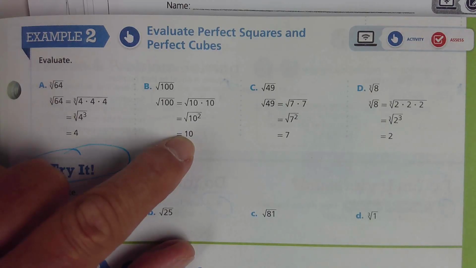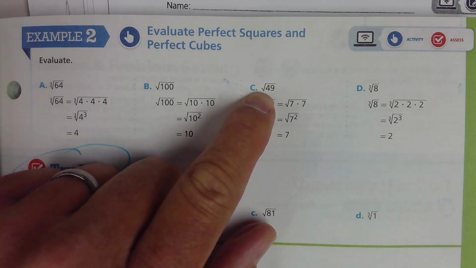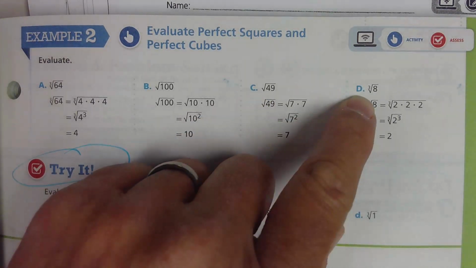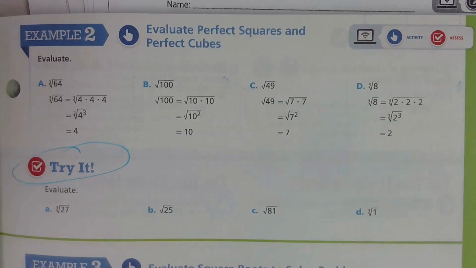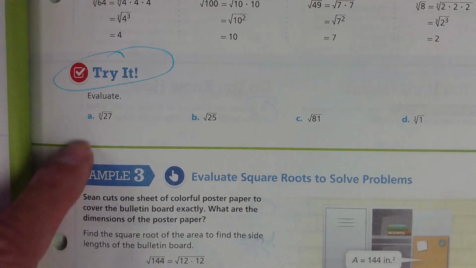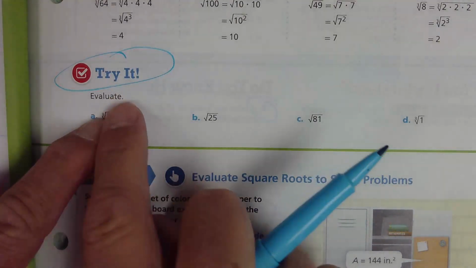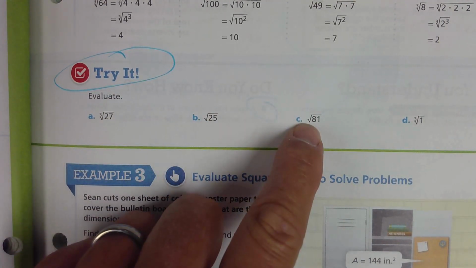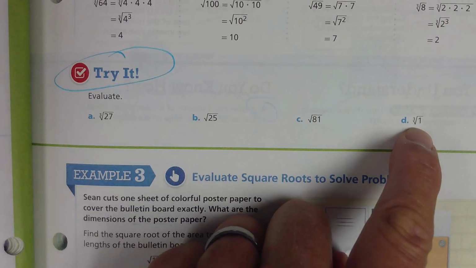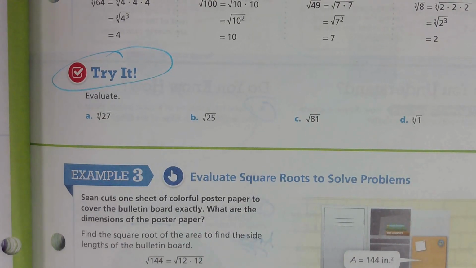10. 10 times 10 is 100. What's the square root of 49? 7. What's the cube root of 8? 2. Okay, so look at these here. This is cube root. I want you guys to do these. This is square root. That's square root. That's cube root. All right, so do those real quick. Some of them you could just do off the top of your head, hopefully, if not all of them.